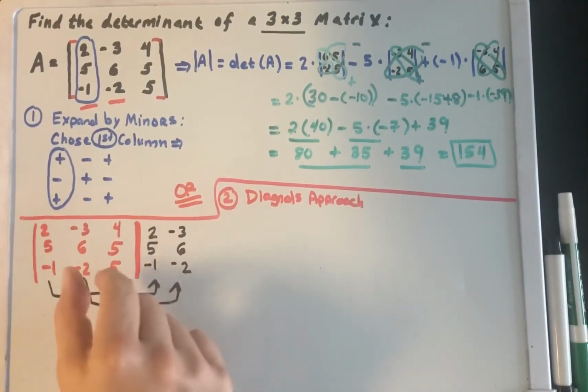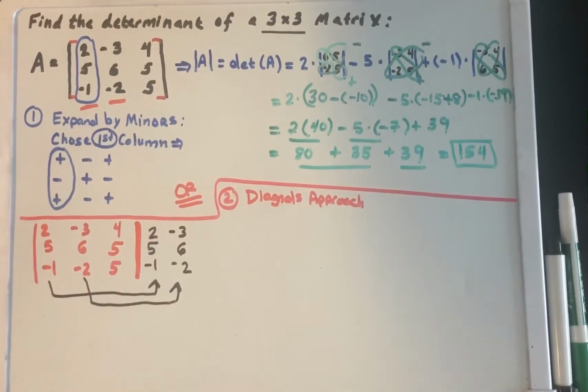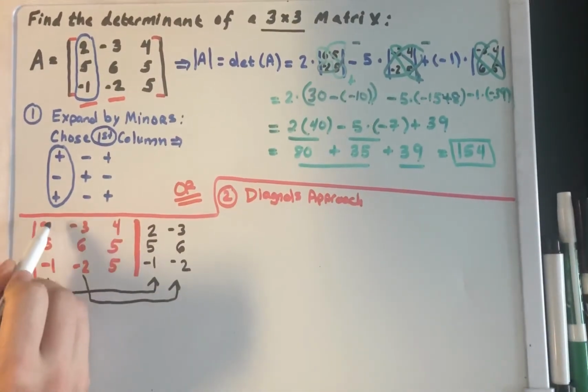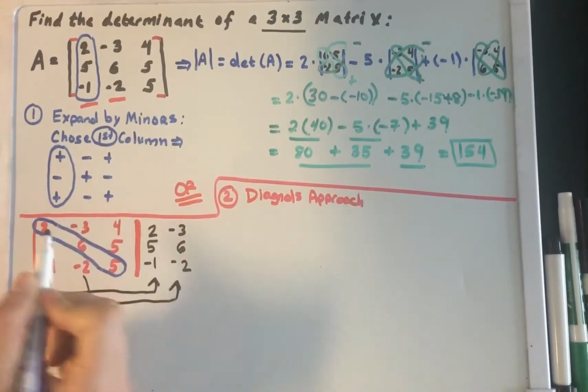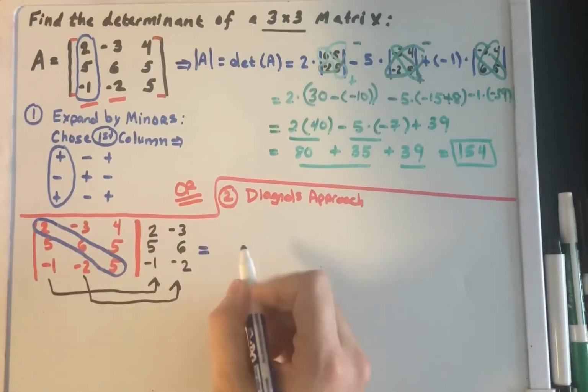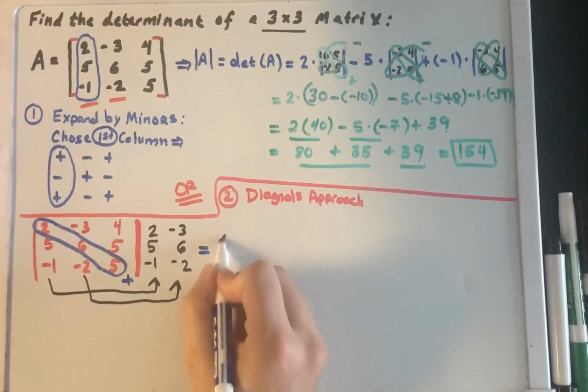And so by putting these 2 extra columns, you actually end up talking about all the entries. So it's a very clever way of doing things. So let's see what happens if I take the first diagonal down. It's 2 times 6 times 5. So writing this out, I keep those the way they are because we're going down left to right. So 2 times 6 times 5.